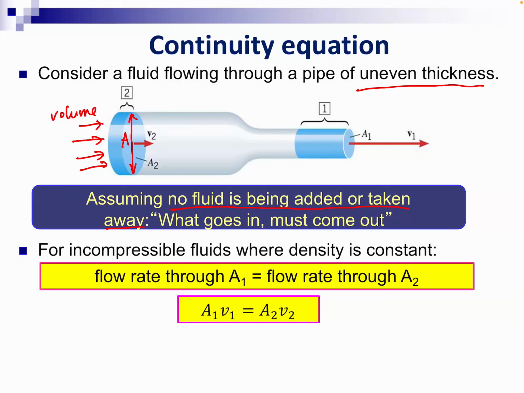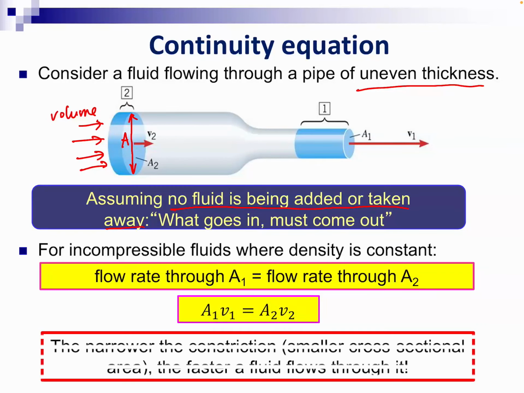Okay, this equation, this is an equal sign. So the left side should balance out the right side, which means that if you have a narrower constriction or a smaller cross-sectional area, the fluid should flow faster where the cross-sectional area is smaller.